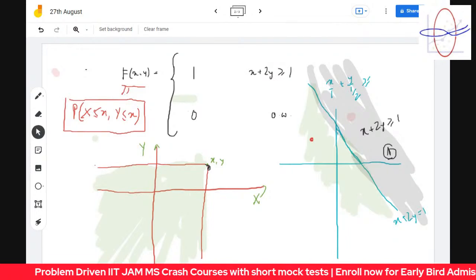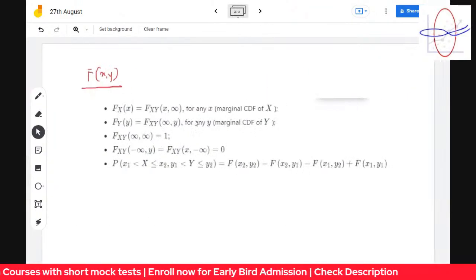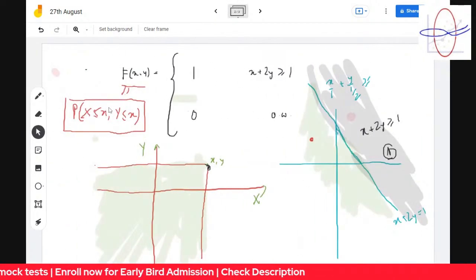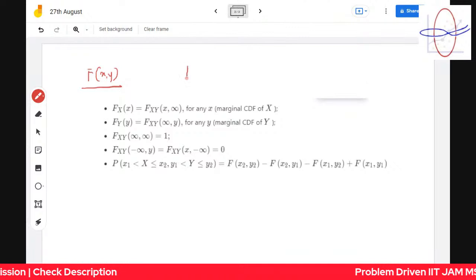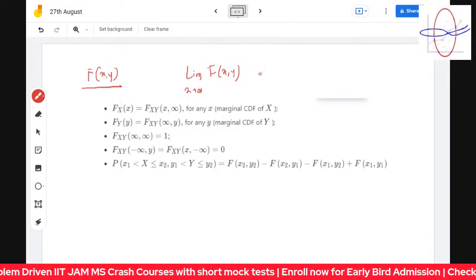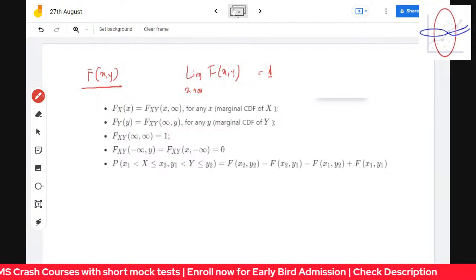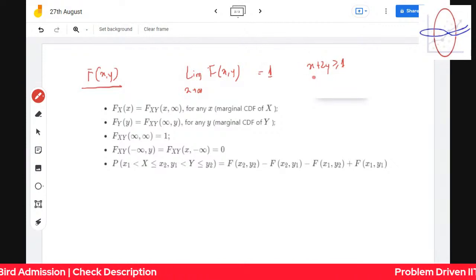Is it a valid distribution function? What do you think, if you just put x equal to infinity? Let's check all the properties here. Taking the limit as x tends to infinity of F of x comma y, you will see that it will be 1, because x plus 2y must be greater than or equal to 1 for any given y when x is infinity. So therefore this must be going to 1.